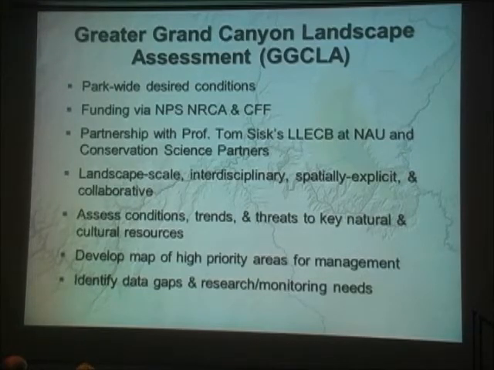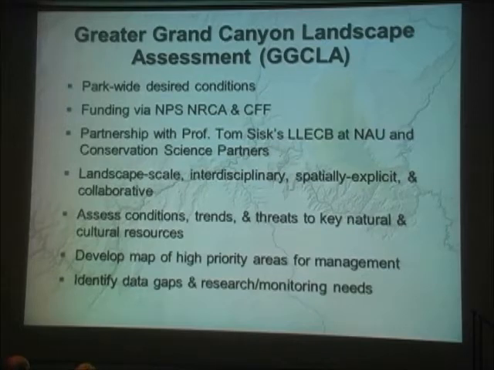So the basic concept is to take a landscape scale approach: interdisciplinary, spatially explicit and collaborative. We'll be assessing conditions of a suite of resources, both natural and cultural. We'll be identifying trends in those resources and threats to those resources as well. And the ultimate goal is to develop a map that identifies high priority areas for management. Through that process, we'll also identify data gaps, and that will help direct research that both the park conducts and other organizations conduct to help answer our management questions.